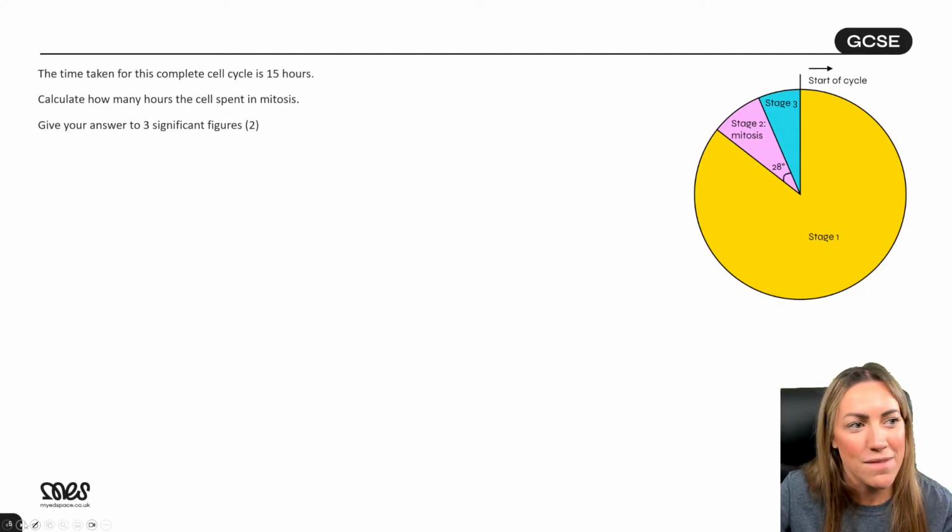Right, this is a question about the cell cycle. This is a maths question. Do you always stain with iodine? Not always, but for GCSE, that's usually what we use. If it was a different stain, they'd probably tell you in the question.